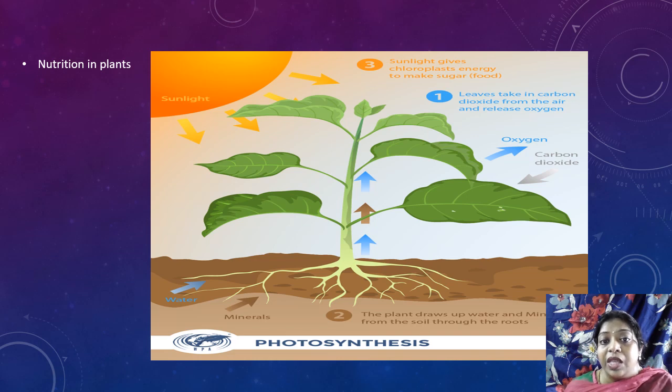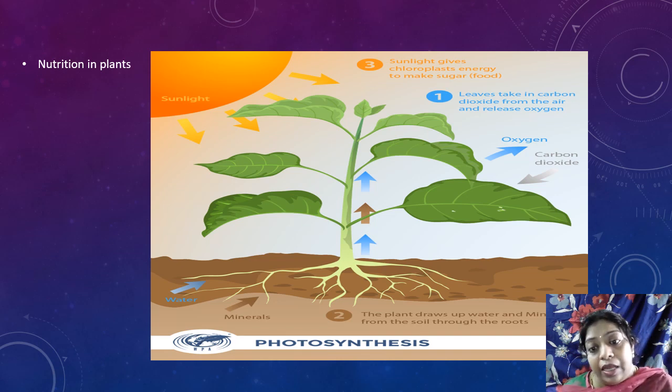Of course, you can see the picture, the photosynthesis, right? So what do you mean by photosynthesis? You can see here the leaves. What do the leaves do? The leaves take in the carbon dioxide from the atmosphere, and they release the oxygen which is present inside the plant.